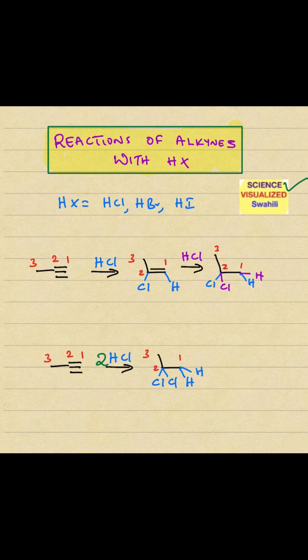Today we're looking at the reactions of alkynes where we're focusing on reactions with HX, that's hydrogen halide. HX can be HCl, HBr, or HI.